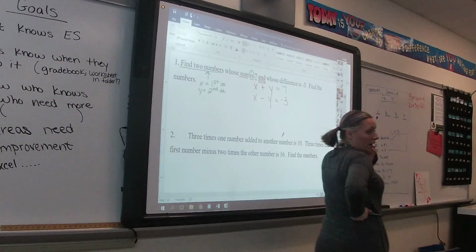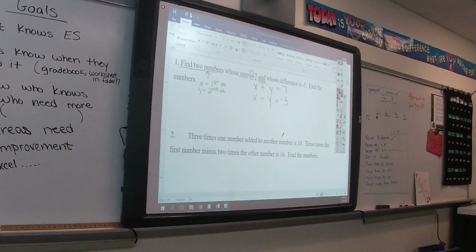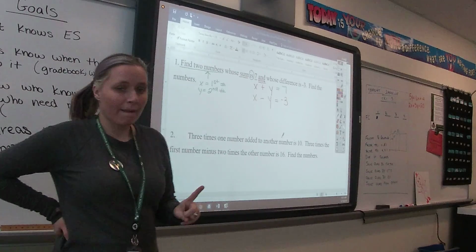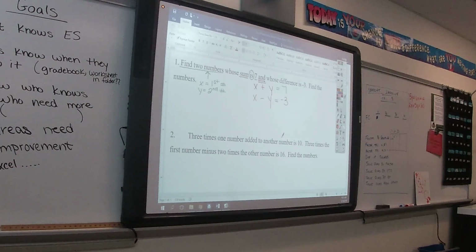So are we okay with these two equations? We see where they came from? Now our job is to decide, do we want to solve this by graphing, substitution, or elimination? Substitution says that we have one of them that says x equals or y equals. Do we see either of these equations saying x equals or y equals? No. Elimination says that we see that they're stacked. Do we see them being stacked? Yes. So this is probably best to go with elimination.